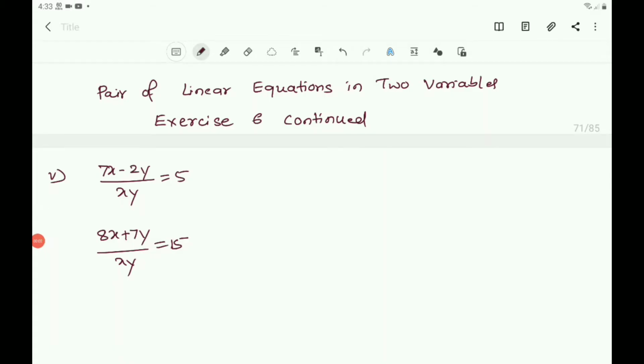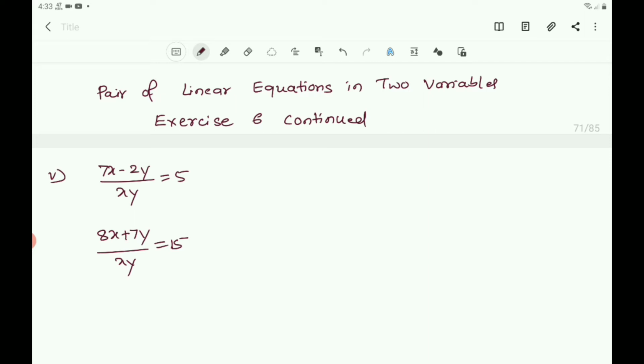Children, it is a continuation of the chapter Pair of Linear Equations in Two Variables. Now let us continue Exercise 6, the fifth question. What is that fifth question? (7x minus 2y) divided by xy equals 5 is one equation, and the other one is (8x plus 7y) divided by xy equals 15.